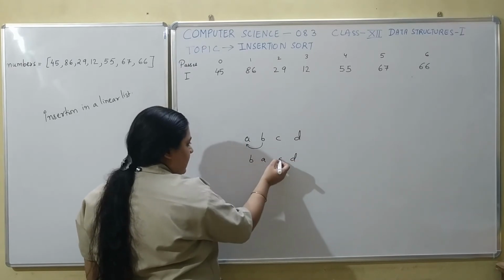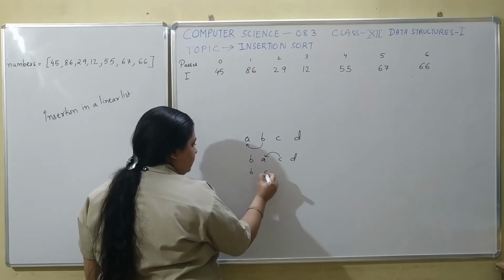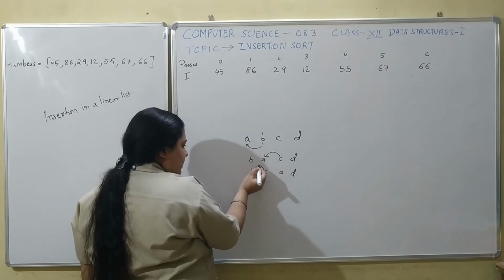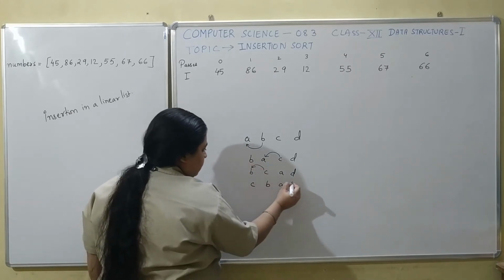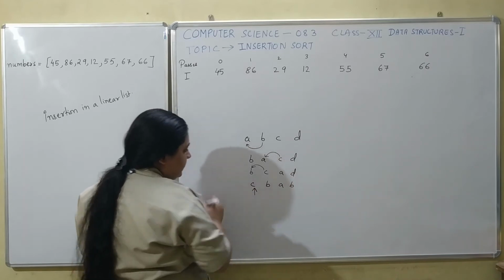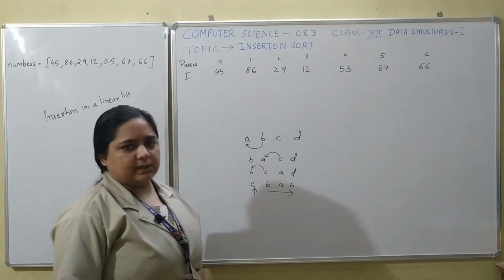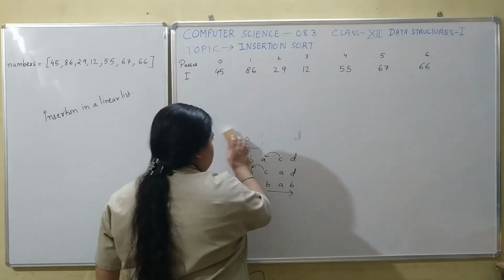Next is C. If C is less than A, then it would be like this. That is, C would shift in between. Then C will be checked with B. If it is less than B, then this is how it is inserted at the beginning, and the rest of the elements are shifted towards the right hand side. So this is the technique which we are going to use over here.